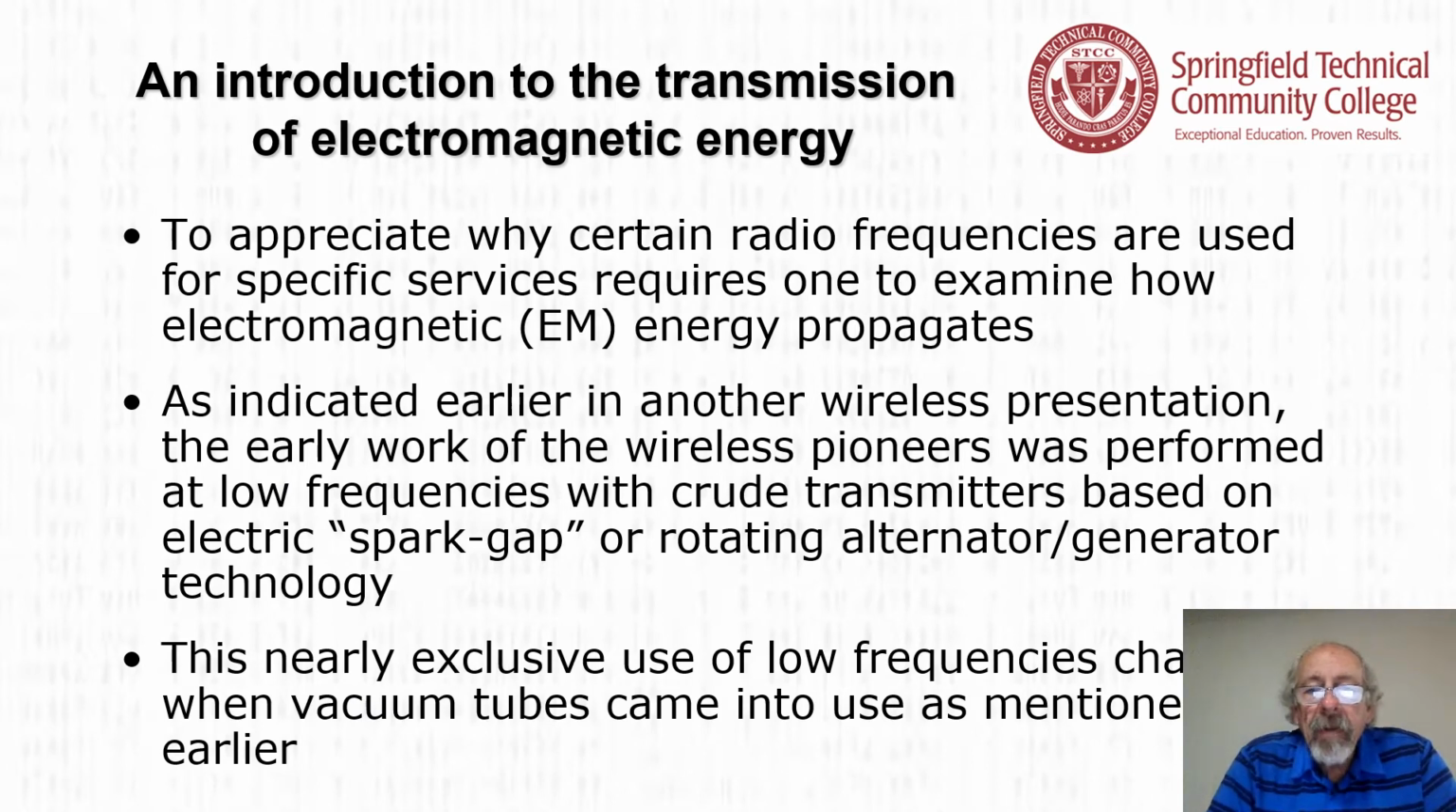To appreciate why certain radio frequencies are now used for specific services requires one to examine how electromagnetic, or EM, energy propagates. As indicated earlier in another wireless presentation, the early work of the wireless pioneers was performed at low frequencies with crude transmitters based on electric spark gap or rotating alternator/generator technology. This nearly exclusive use of low frequencies changed when vacuum tubes came into use, as mentioned earlier.